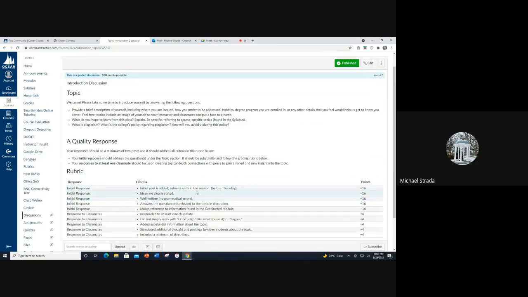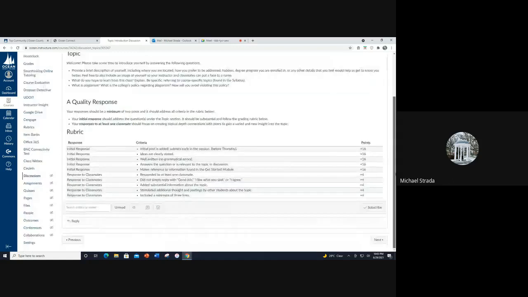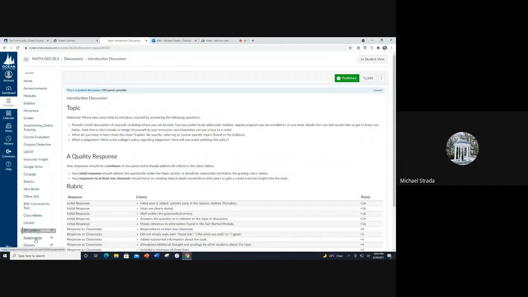Initial post is added, submits early in the session. This says before Thursday. However, that can be adjusted. Because the course starts later in the week, it starts on Wednesday, so I got to go back and edit this. All right, you do have through, let's see, that would be Monday, so that would be fourth day, so Thursday, Friday, right around Saturday or Sunday, make sure you get that submitted. All right, so that's how you handle that discussion question.